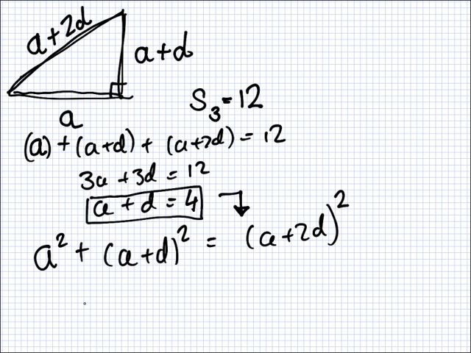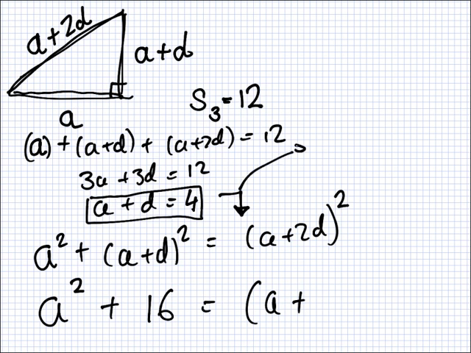I think I'll replace D with 2A plus D... Yeah, well, no, I think I'll replace D. This will be A squared. A plus D? What's A plus D? 4. And then this is A plus 2D, which would be A plus 2D.